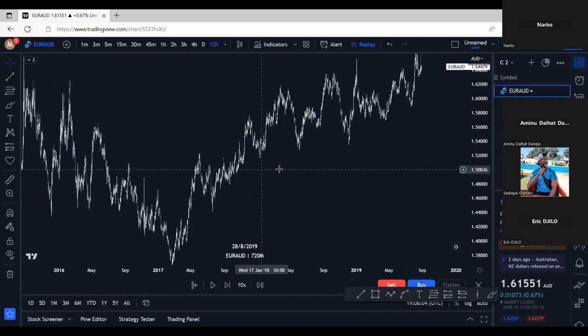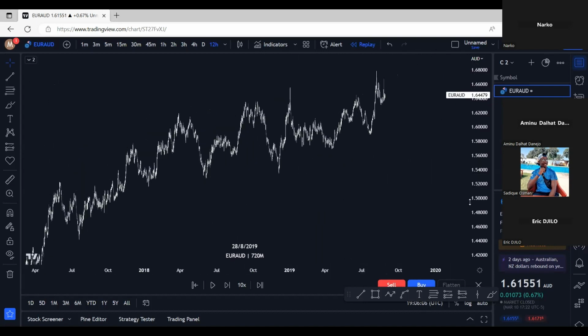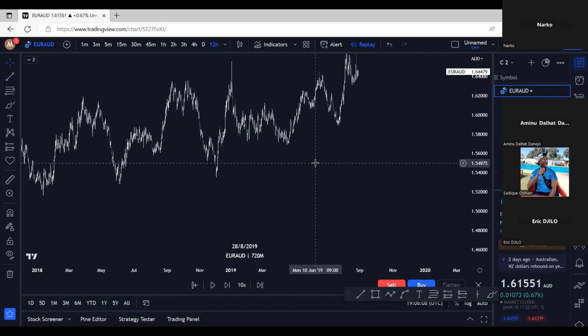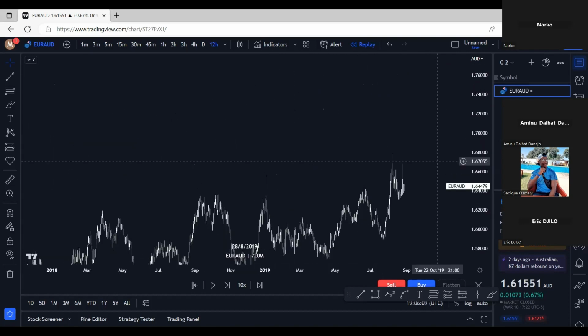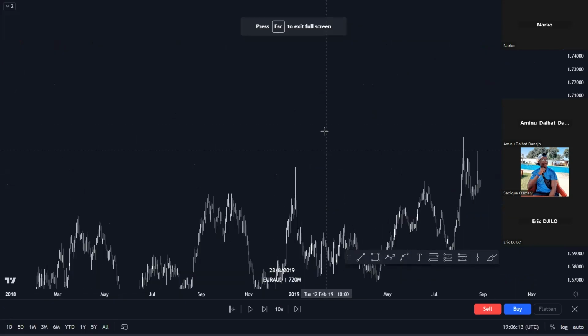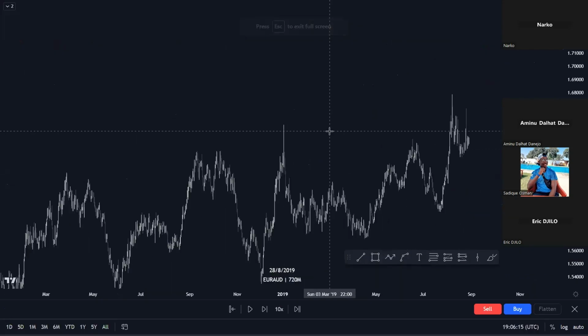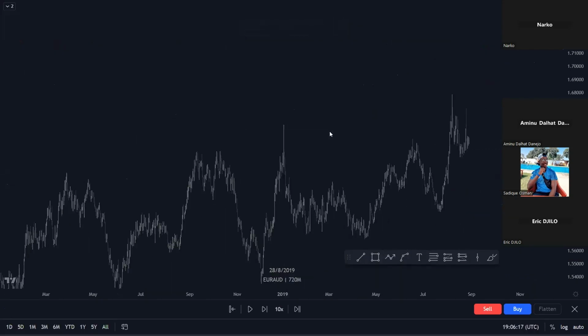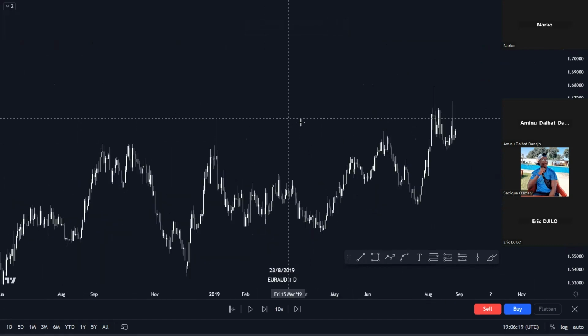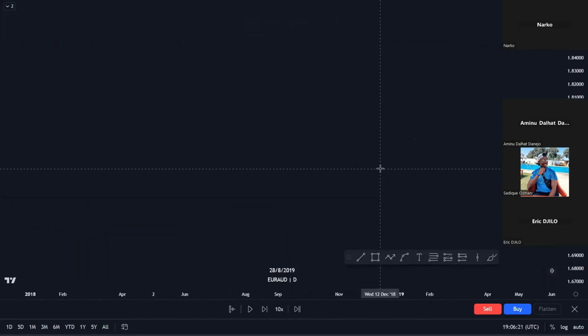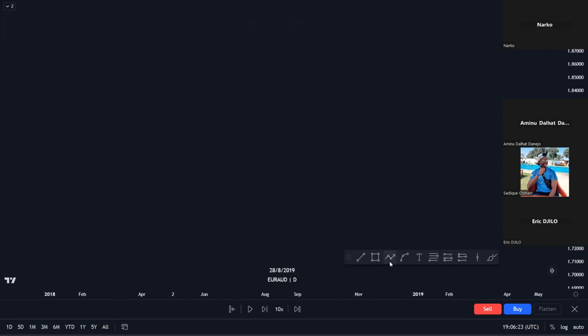Okay, so in chapter 2, we're going to cover order blocks. Starting off with the textbook example for order blocks. So now, what is an order block?